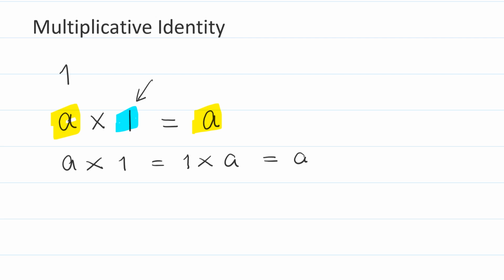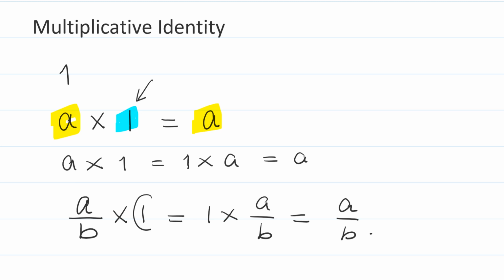You can use this property for integers and whole numbers also. If a is an integer or whole number, then a into 1 is equal to 1 into a is equal to a. So the multiplicative identity for rational numbers is 1. So for any rational number a upon b, a upon b into 1 is equal to 1 into a upon b is equal to a upon b. 1 is neutral for multiplication.